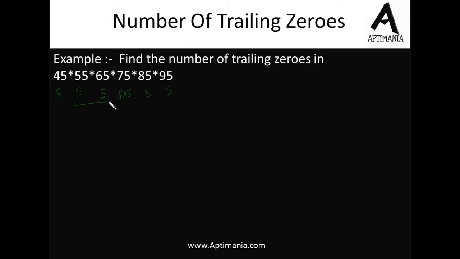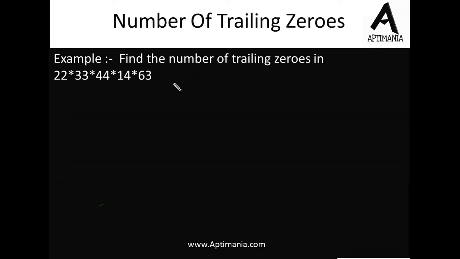So we have this much number of 5's: 1, 2, 3, 4, 5, 6, 7. We have 7 5's. But then we don't have any 2 to pair with it. So in this particular number, we will have 0 zeros at the end. We don't have any 0 in this particular number at the end.